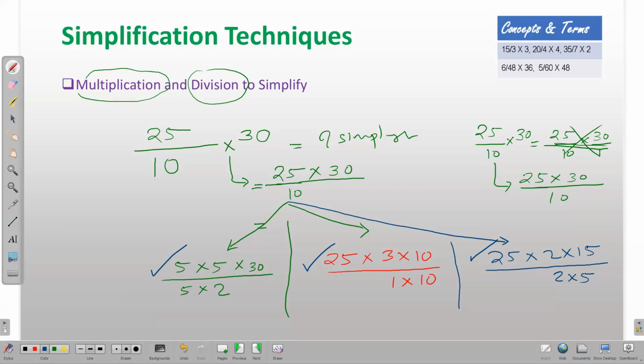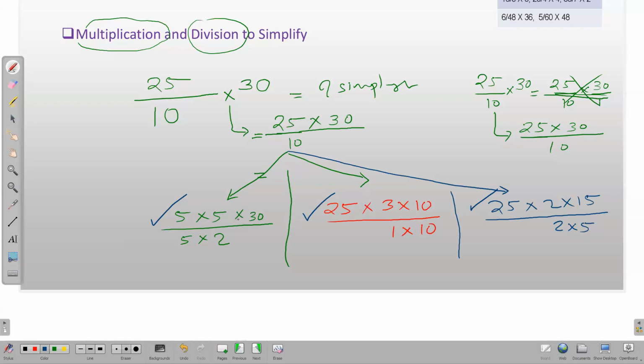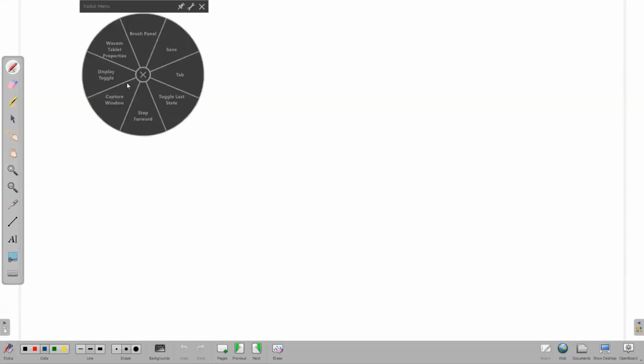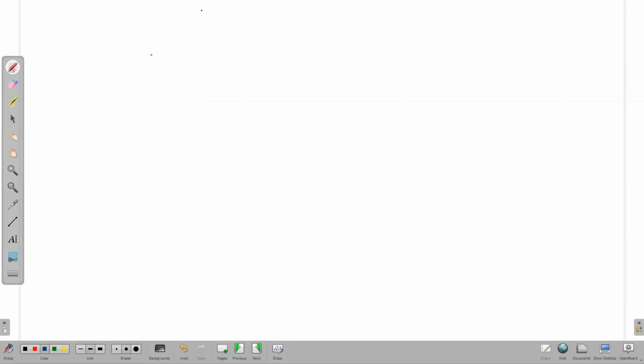So, now we are going to do some more simplification. Let us put another sheet. We are going to copy all these things. We are putting an extra page. What is the problem we asked? The question is 25 divided by 10 into 30. This is the question. Simplify.